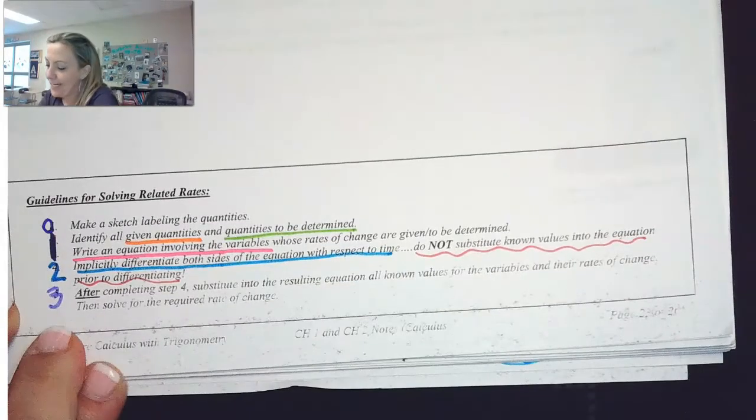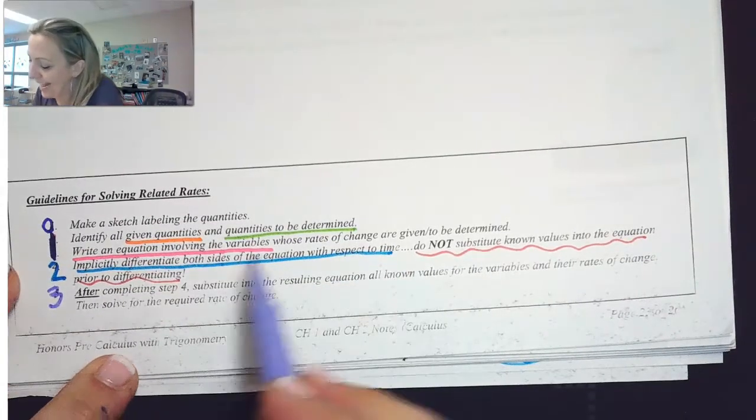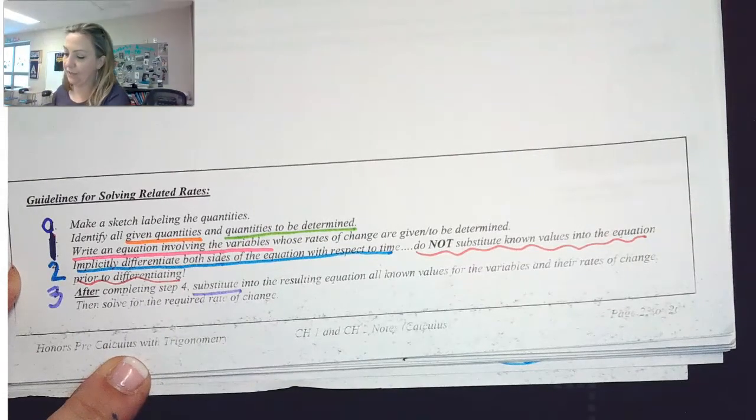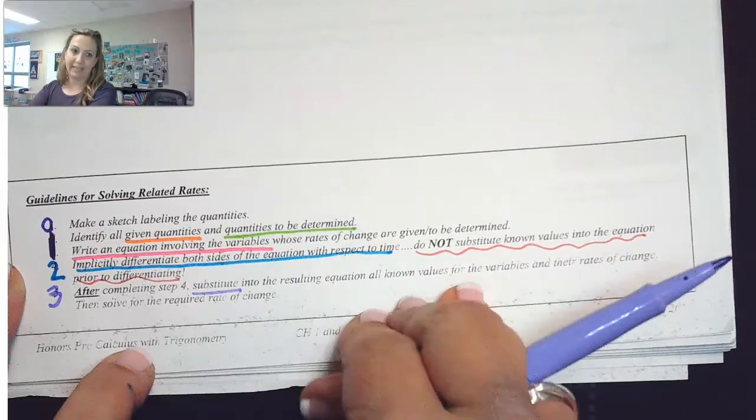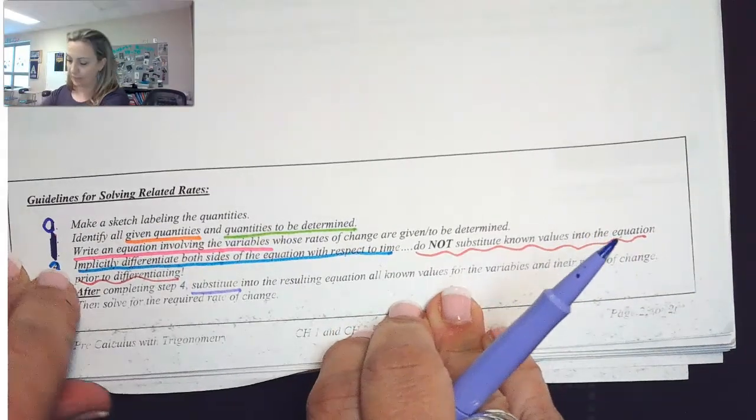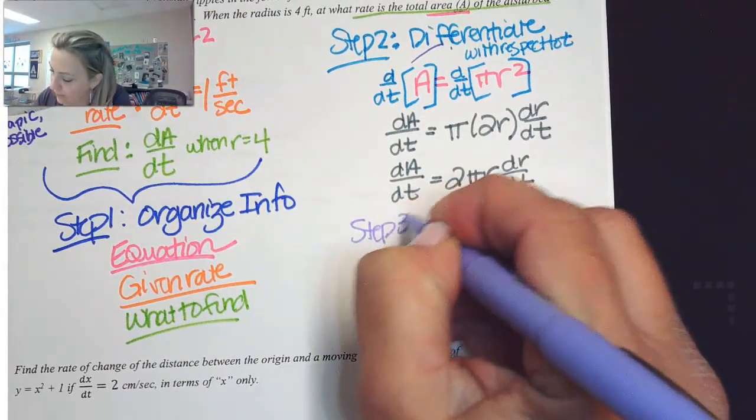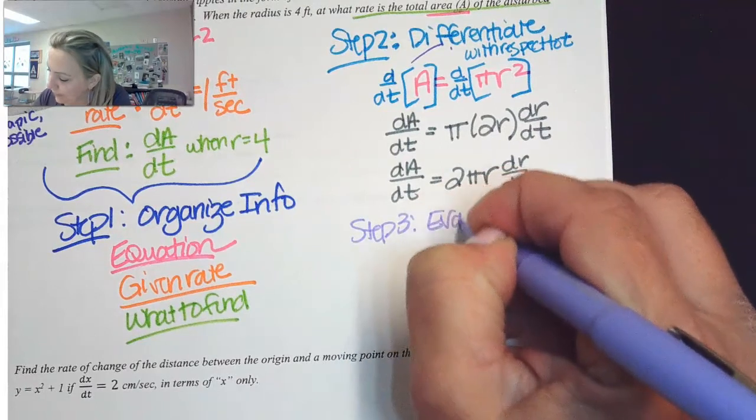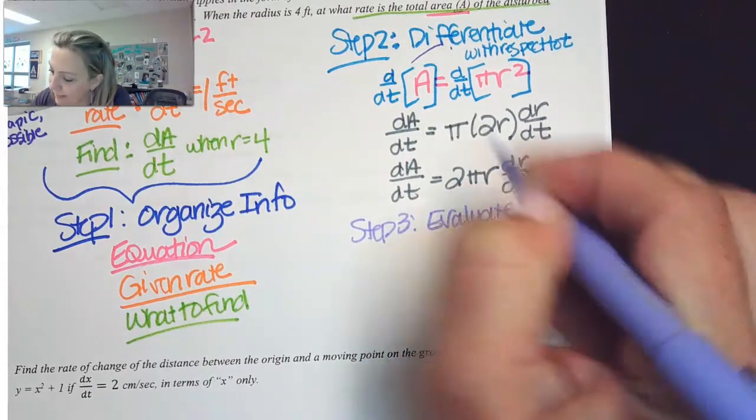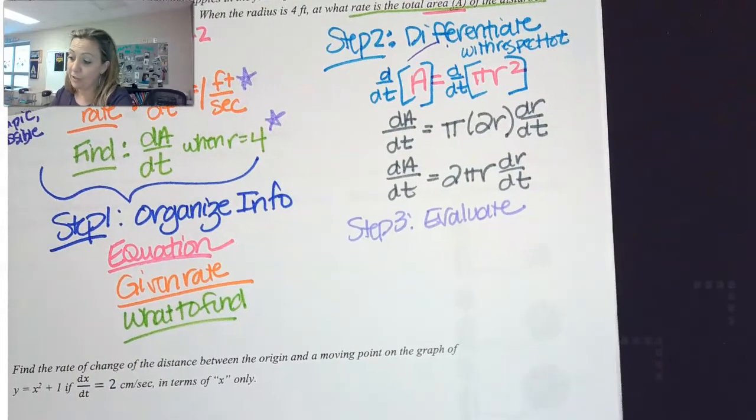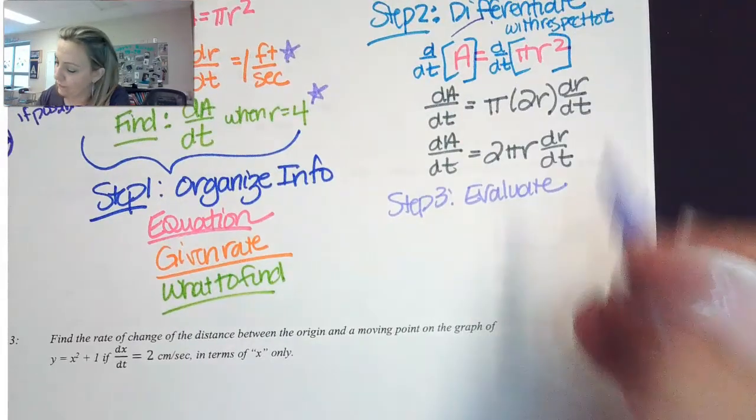So step 3, now at this point, after completing step 4, you can substitute the variables in that you know, with the specific rate of change or the variables, okay? So again, step 3 is going to be to evaluate. And these are the two things that we're going to use to evaluate, part of the information that we had in our organization of the info.